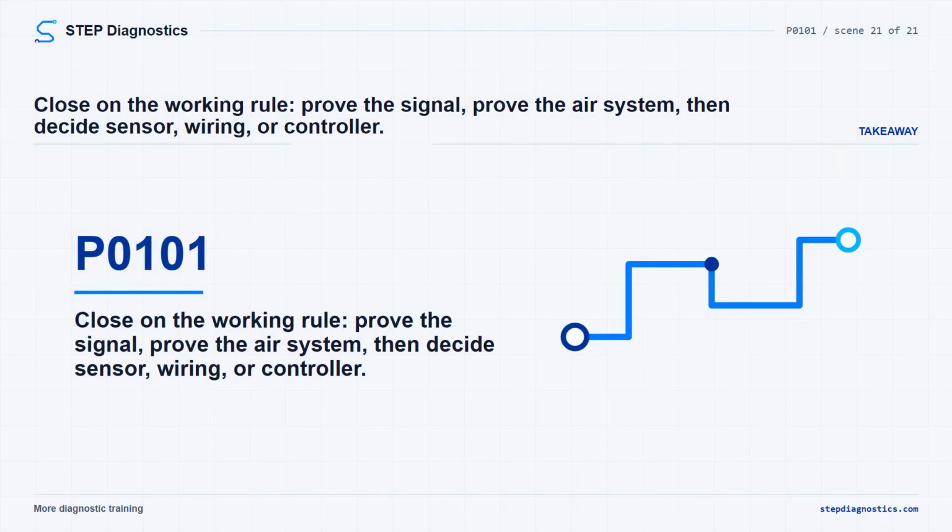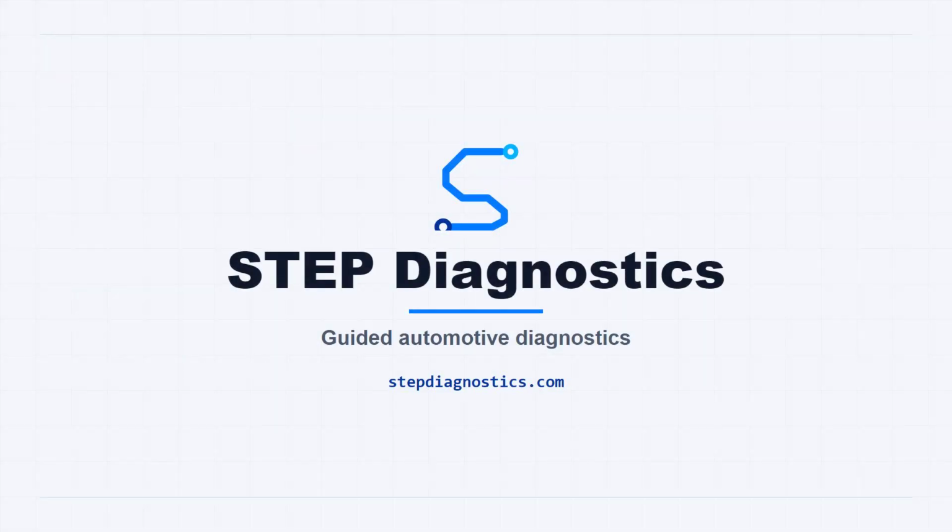The takeaway on P0101 is to prove the MAF signal is alive, smooth, and believable before replacing anything. Separate the air system checks from the electrical checks. Use the leak indication test to catch airflow faults, and use circuit and signal simulation tests to decide whether the fault belongs to the sensor, the wiring, or the control module.